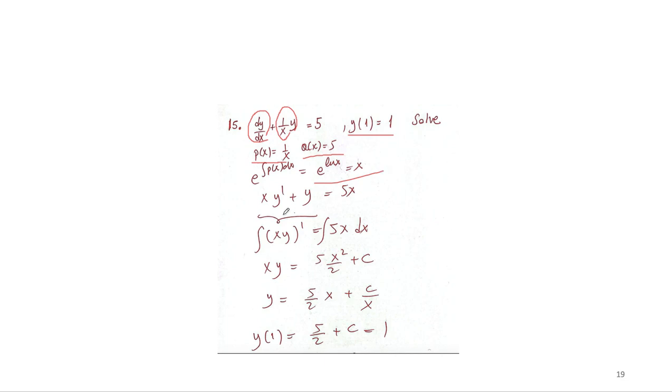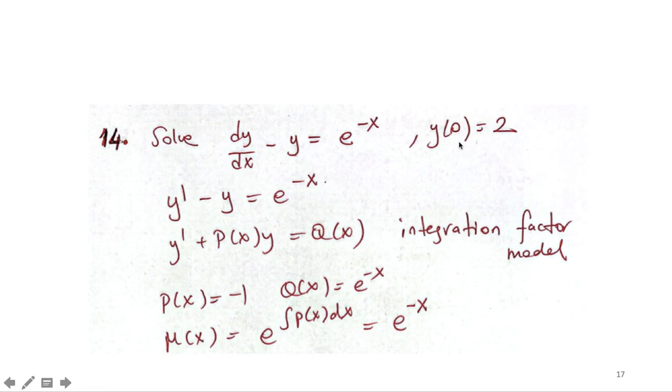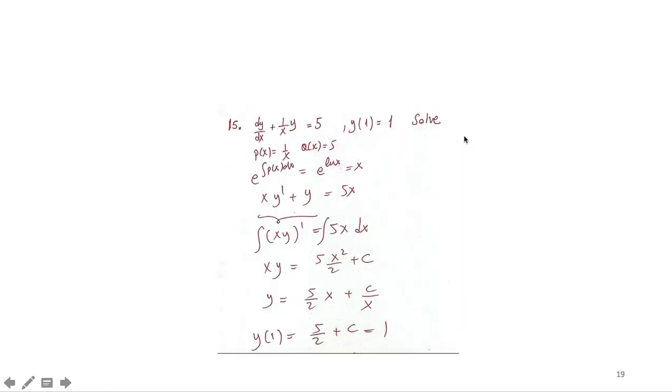Multiply both sides with this x, so you get x times y prime plus x over x times y equals 5 times x. And then integrate both sides, and that gives us x times y equals 5x squared over 2 plus c, right? Because we know how to integrate this type of polynomials. And then finally, we can use our initial condition, which is given as y of 0 equals 2.